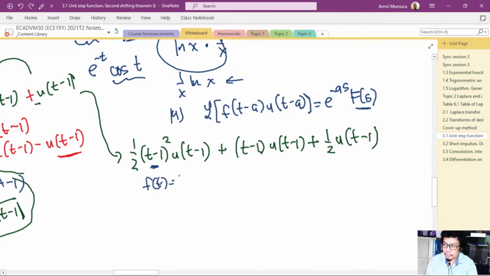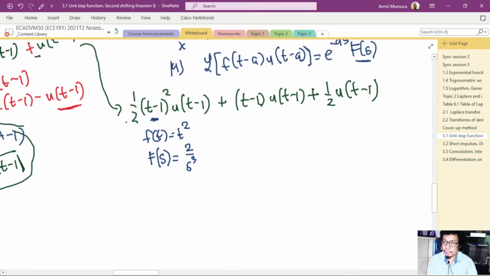f of t is the unshifted version. You remove all the shifts, and that's f of t. And then here, given that this is f of t, we see that f of s is now 2 over s cubed as per table 6.1. But applying this formulation, we need to multiply this f of s with e raised to negative as. And then multiply that with this constant.